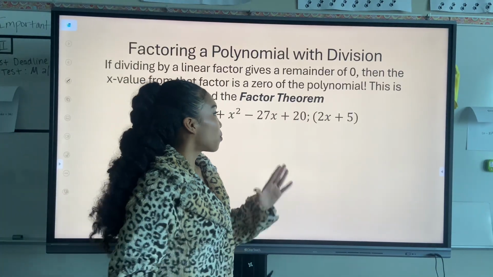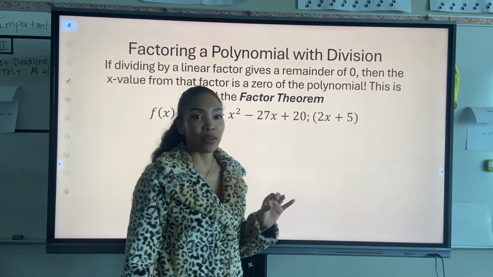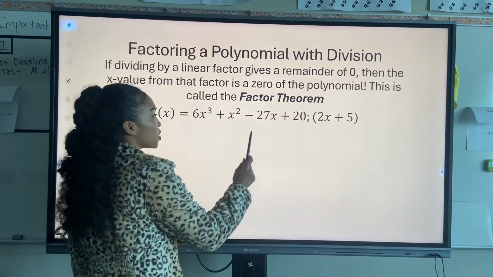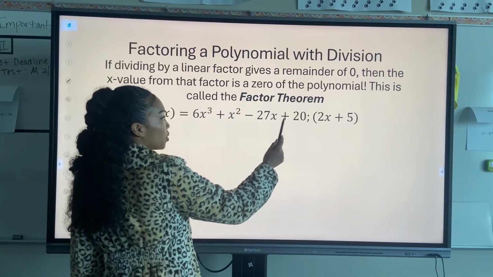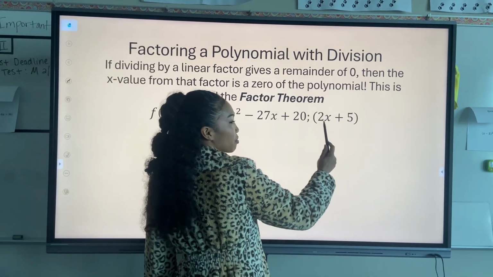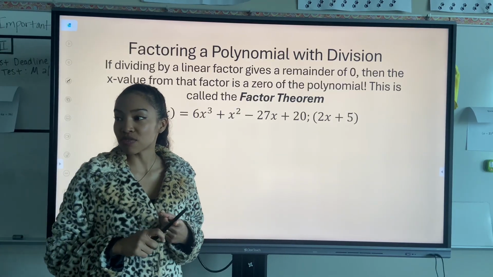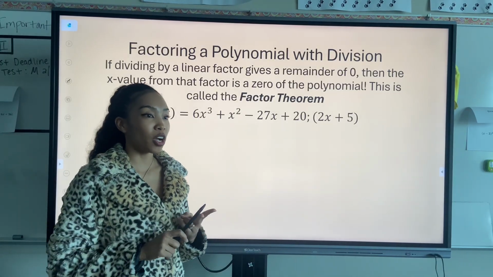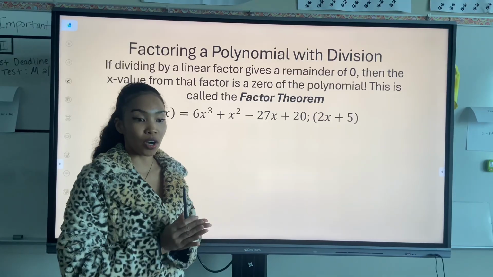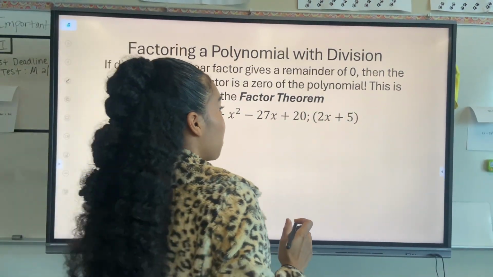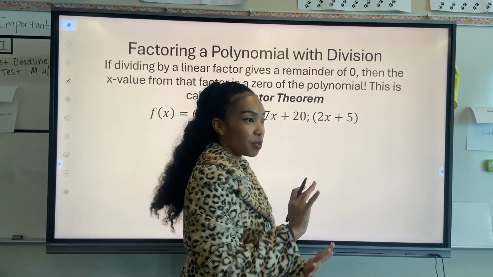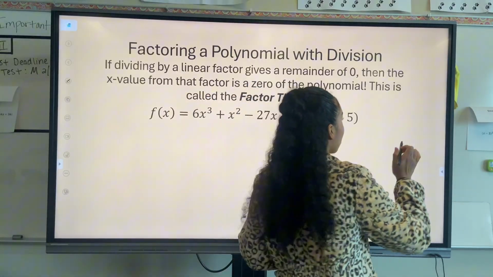Okay, guys, we're going to do something that you already know how to do. You're going to divide this polynomial by this linear factor. I don't care which method you use. You can use synthetic division or you could use long division. Okay, ready, go. I'm going to put the answer up on the board. Don't peek until you're done. Okay, you can look up and check.